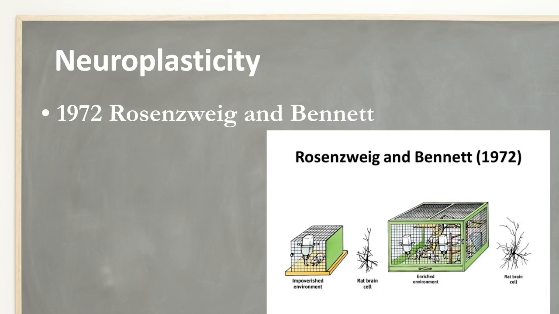And studies on orphans out of Romania have shown this, that if you are a baby and you're raised in a very impoverished environment, then your brain will not be as developed as one in a more enriched environment.